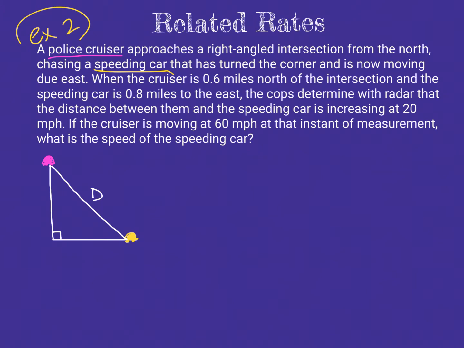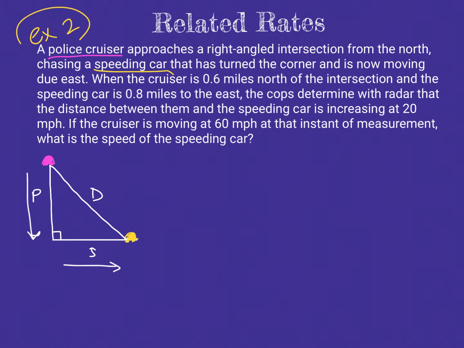The way that the police is moving is this way, moving south. So I'm going to call that P. And I'm going to call the speeding car moving this way S for speeding car. You can call this whatever you want. A lot of times your book uses like X, Y, and Z, but I like using variables that help me know what I'm actually talking about.